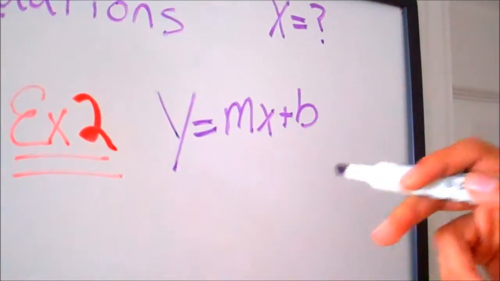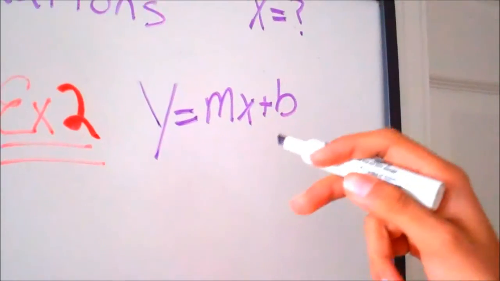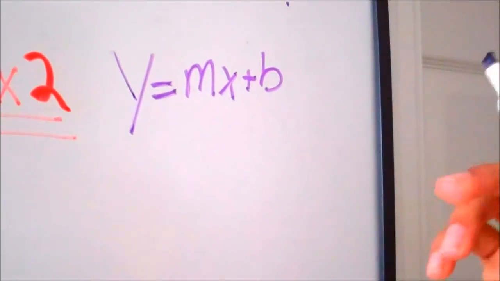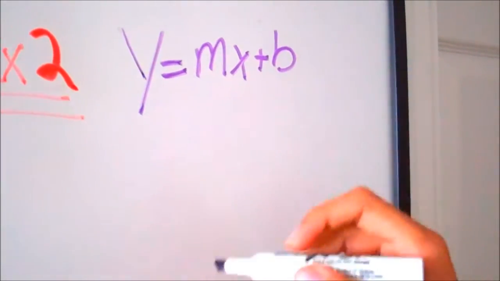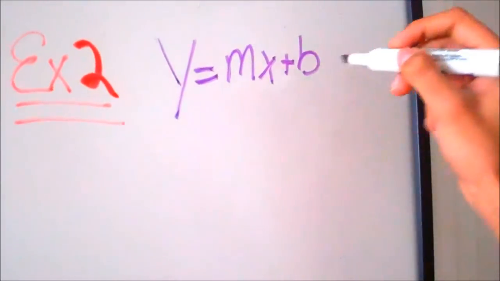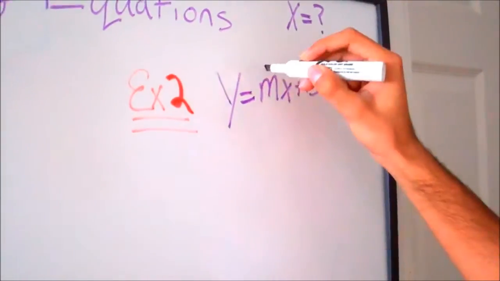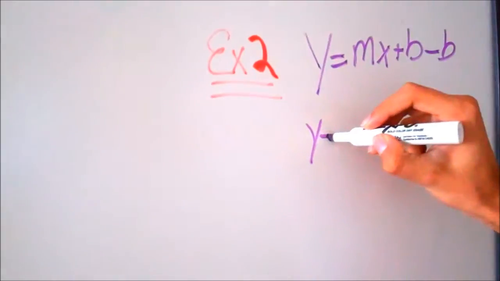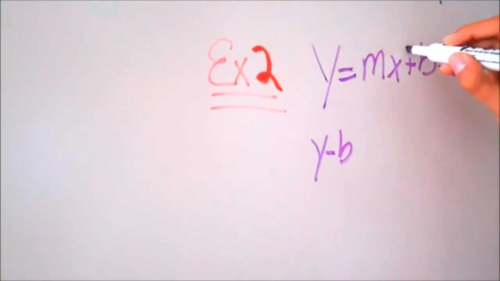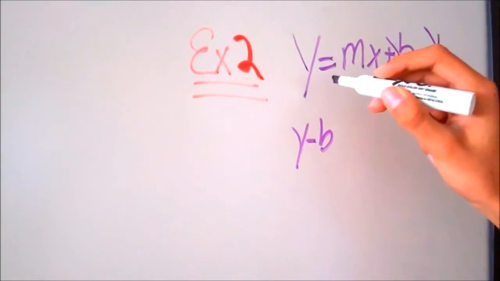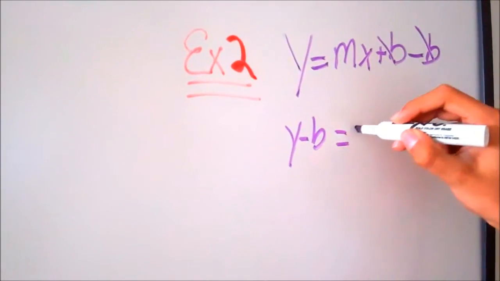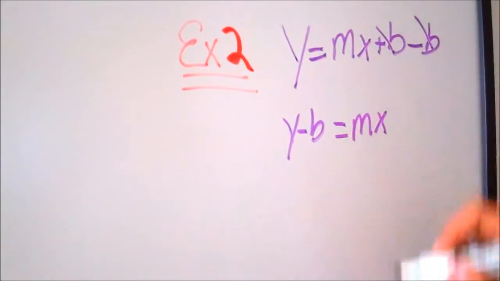Now, whenever you're isolating, you will always want to do the simplest equation or part of the equation first, which is the addition right there. So in order to do that, we will subtract b from that side and subtract b from the other side. So b cancels out and it would be y minus b equals mx.